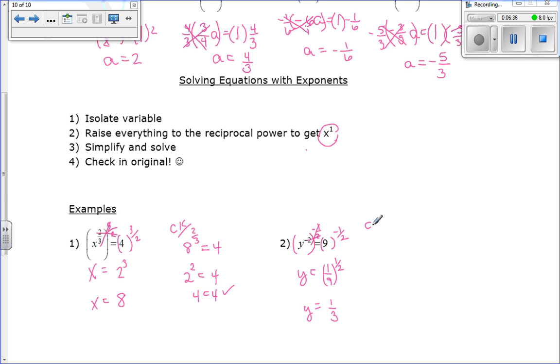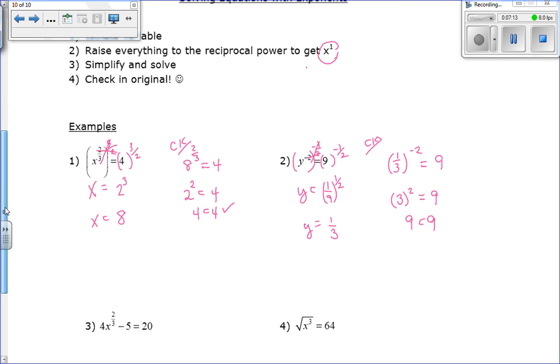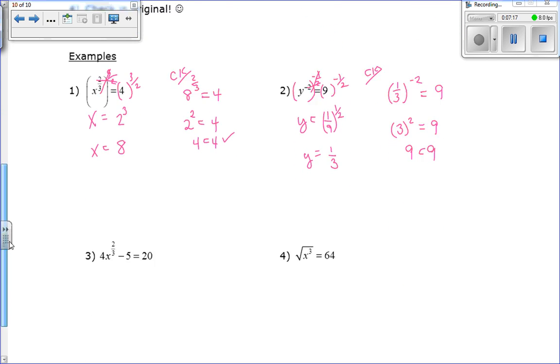Then I need to check that. When I check that, I will have 1/3 to the negative 2 power equals 9. Now, remember, whenever you have a fraction raised to a negative exponent, flip what's inside and make your exponent positive. So 9 equals 9. And remember, we talked about before, the fact that I have a negative exponent doesn't change the sign of my answer. It just changes where that number is being raised to the power.